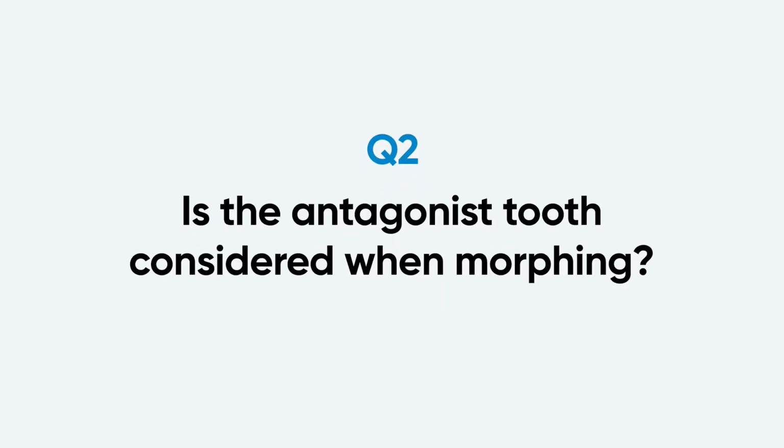Question number 2. Is the antagonist tooth considered when morphing? Yes. Even in cases where there are no antagonist teeth, AI creates a crown considering the proximal teeth. The AI was trained with cases designed by skilled technicians, so if the scan data is good, it can create a high-quality crown design.